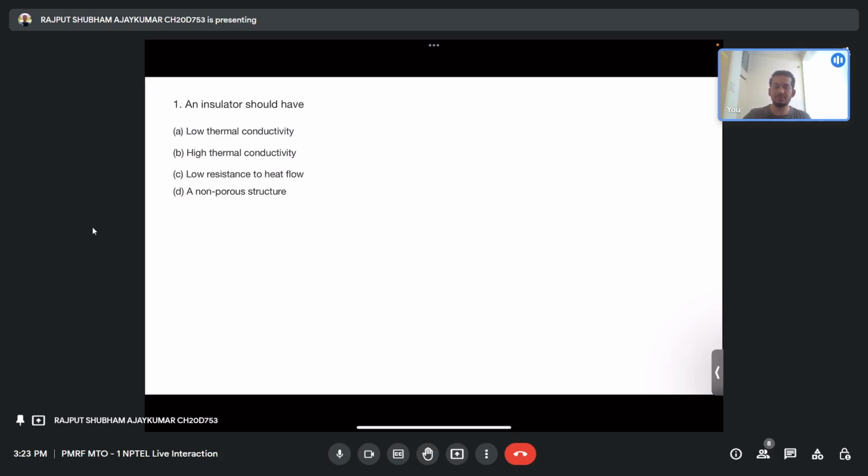So, an insulator should have. Out of these four options you can give your answer. This is the simplest one, because I want to know at what level the students understand what mass transfer is and what an insulator actually means. First of all, what is an insulator here?